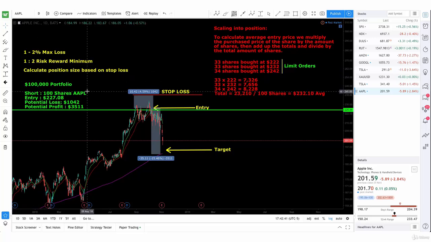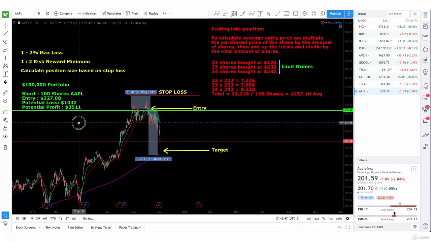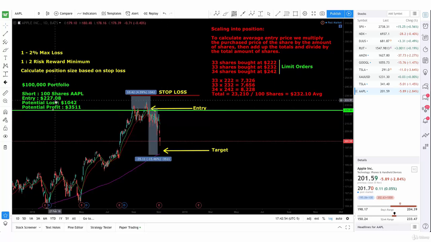So let's get an example with a $100,000 portfolio. In our hypothetical position, we have a short position. Our entry was right here at 227 per share on Apple, and we calculated that our stop loss was going to be right on top of this high over here, so it's going to be 238. If we entered here with a position of 100 shares in Apple, our potential loss will be $1,042, which is a little bit over 1% of the whole portfolio, right into this bracket.